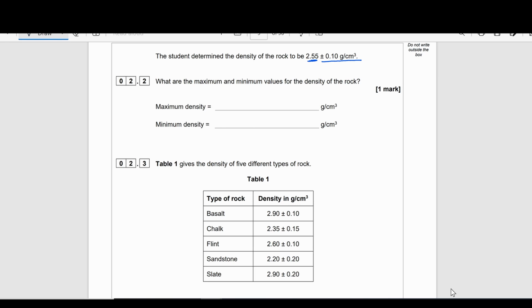So to find the maximum density, we take that 2.55 and add 0.1. We do that, we'll get a value of 2.65. So that will be our maximum density of that rock. And then to find the minimum density, we just do the opposite, 2.55 minus 0.1, and we come out with 2.45. And those should be our values.